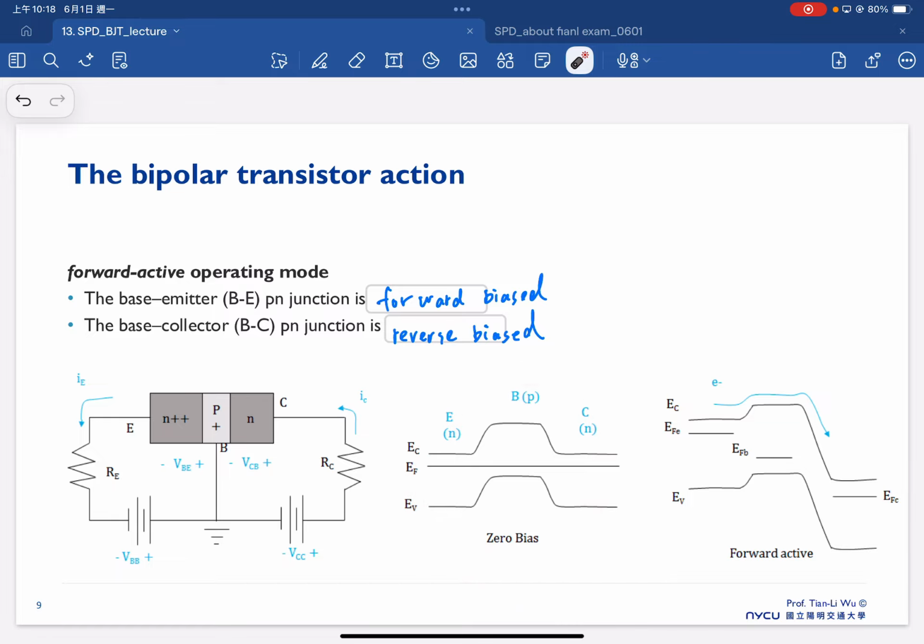Because we have the NPN here, under zero bias, at the emitter you have a Fermi energy which is close to the conduction band. In the base you have a Fermi energy close to the valence band, and then again in the collector you have a Fermi energy close to the conduction band. But now if we consider the forward active operation, therefore this junction is under the forward bias.